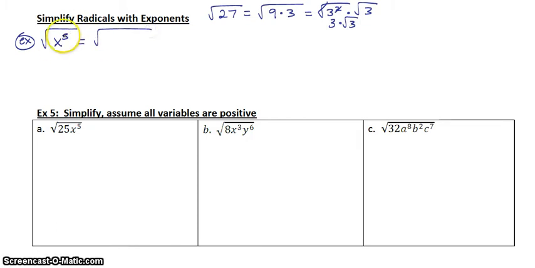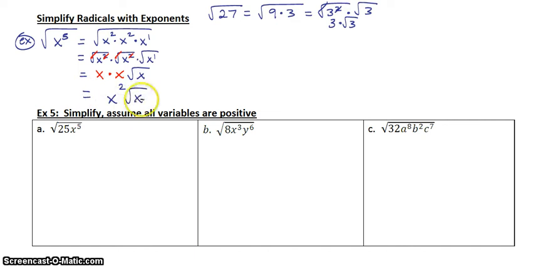I want to rewrite x to the 5th so that I have groups that are going to cancel out the square root. And to cancel out a square root, you need a group of 2. So when I think about the number 5, there's 2 groups of 2, and then there's 1 left over. Remember our property, these can all split up, so it's really like the square root of x squared times the square root of x squared times the square root of x to the 1st. And again, the reason I do that is because the square root and the square are going to cancel each other. So now I've got x times x times the square root of x, and really that is x squared square root of x, and that is my final simplified answer.